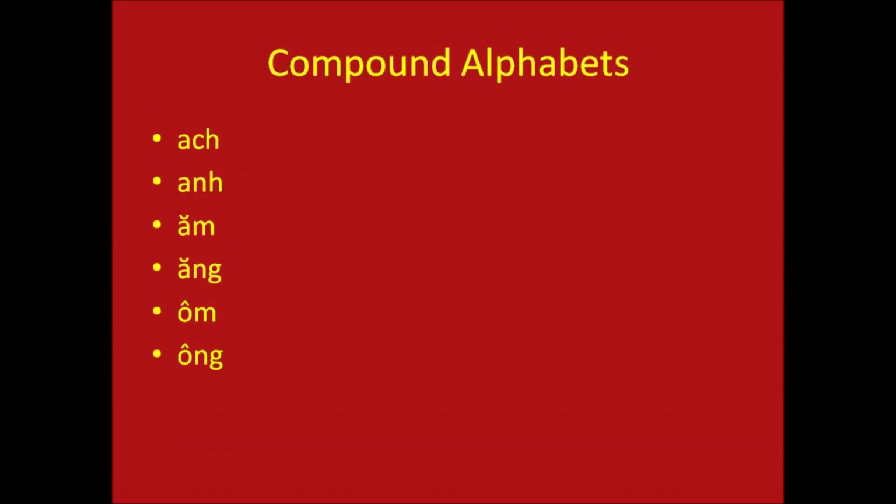We shall explore more compound alphabets in Vietnamese. Ách, anh, ăn, ôm, ông. All these have no tone changes. Let's review the consonants again. Ách, anh, ăn, ôm, ông.